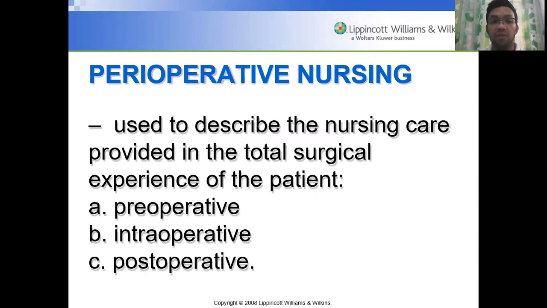Perioperative nursing is used to describe the nursing care provided in the total surgical experience of the patient, and it consists of three parts. So perioperative nursing is divided further into three. Its scope are the following.